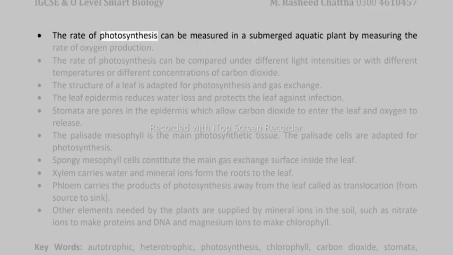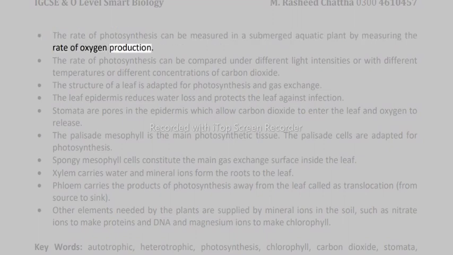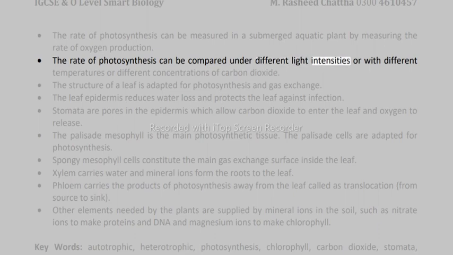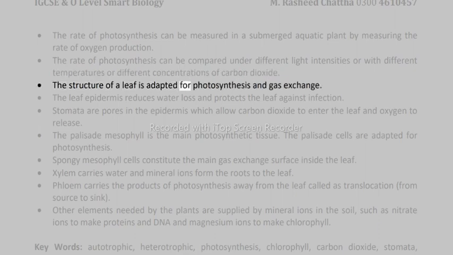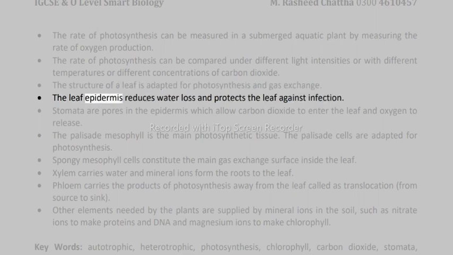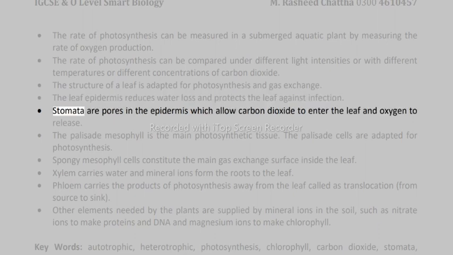The rate of photosynthesis can be measured in a submerged aquatic plant by measuring the rate of oxygen production. The rate of photosynthesis can be compared under different light intensities or with different temperatures or different concentrations of carbon dioxide. The structure of a leaf is adapted for photosynthesis and gas exchange. The leaf epidermis reduces water loss and protects the leaf against infection. Stomata are pores in the epidermis which allow carbon dioxide to enter the leaf and oxygen to be released.